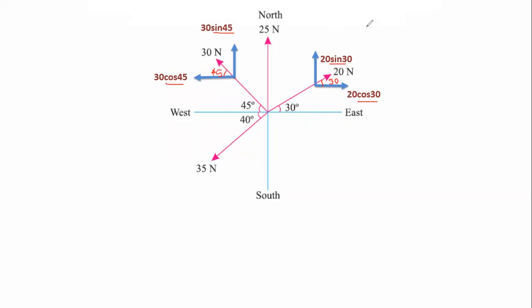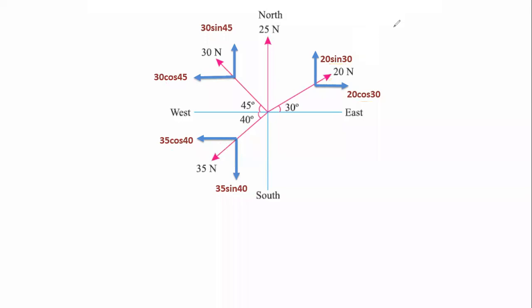Now similarly, we resolve the third force. This force also makes an angle of 40 degrees with the horizontal. The component adjacent to the angle is the cos component and the other one is the sine component. That's why this will be 35 cos 40 and 35 sin 40.